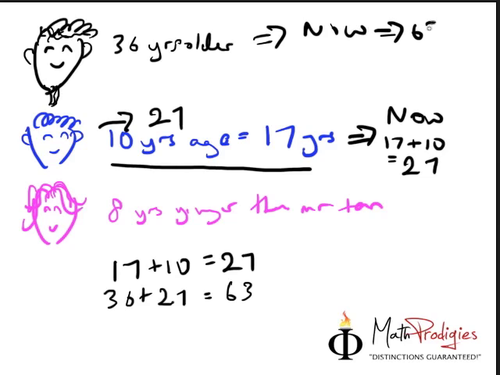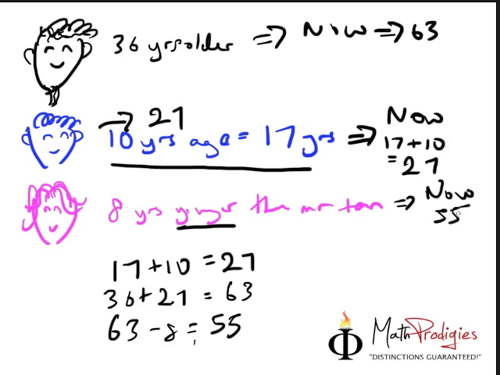And how old is Mrs. Tan? Mrs. Tan is 8 years younger than Mr. Tan. That means she is 63 minus 8. So you get the answer of 55 now. So what's the total age of all together? 63 plus 27 plus 55 is going to give you the answer of 145.